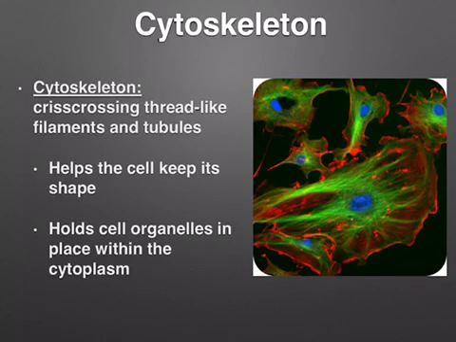All right, so now on to the new structures. The first new structure is called the cytoskeleton, and these are crisscrossing thread-like filaments and tubules. Its job is to help the cell keep its shape. It will also hold organelles in place within the cytoplasm. And so when we look at the picture over here, these green things, see how they're thread-like? Those would be part of that cytoskeleton. They're holding structures and shape, as well as the red. They're part of the cytoskeleton.